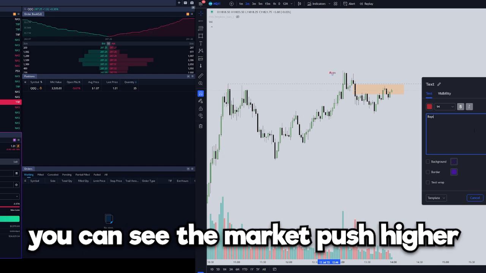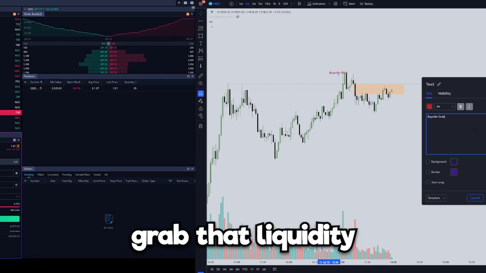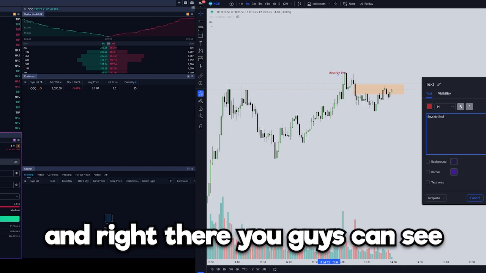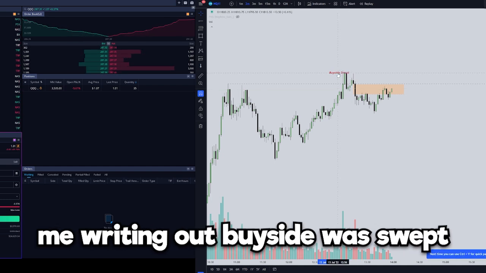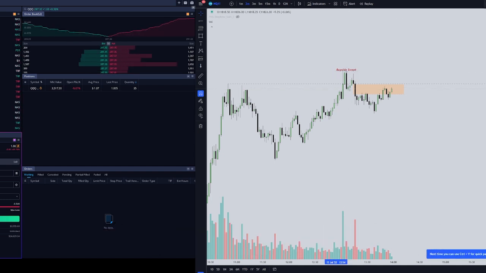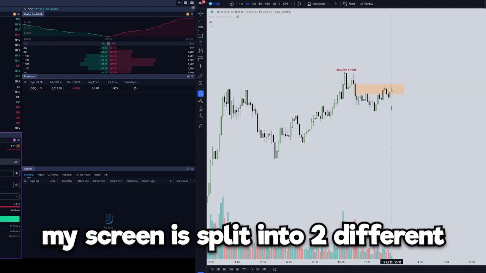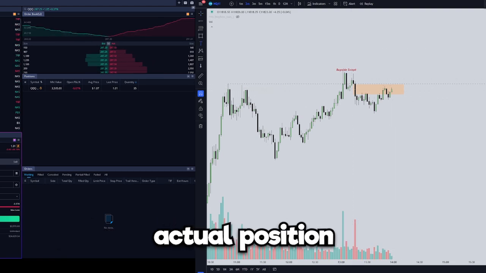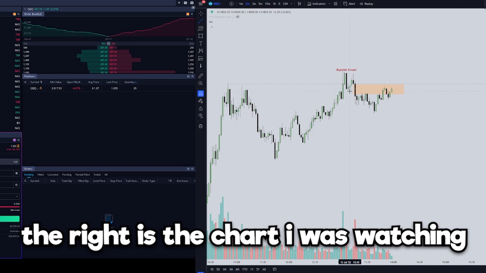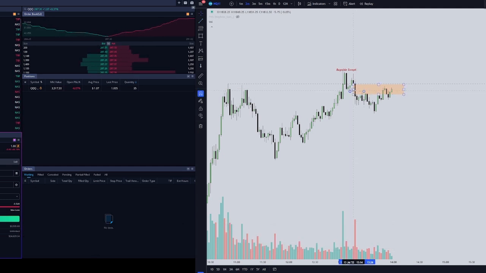You can see the market pushed higher, grabbed that liquidity, created displacement, and right there you guys can see me writing out buy side was swept. And my screen is split in two different sections. The left is where I have my actual position, the right is the chart that I was watching. I know a lot of the times you guys are very confused on where I have my charts, what I'm watching, so today I found out a way I could put both of them on at the same time so you guys are going to be able to see.